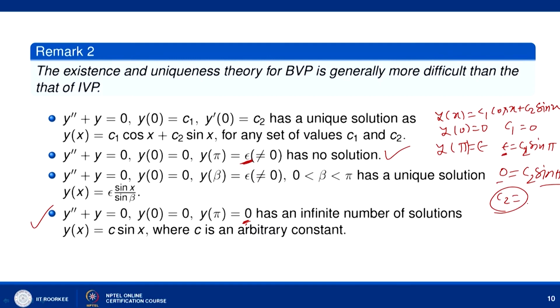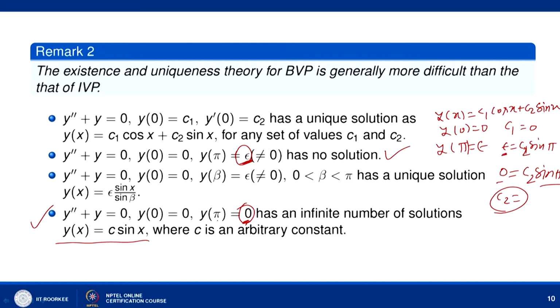So it means that we have infinitely many choices for this C2, and we can say that our solution is given as y(x) equal to C sin x, and you can take any value of C, and for different values we have a different solution. So here we have just changed the boundary condition a little, but in place of no solution, now we have infinitely many solutions. So that is very strange for this boundary value problem.